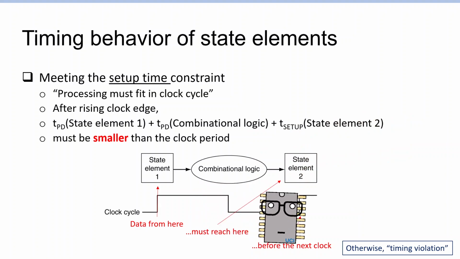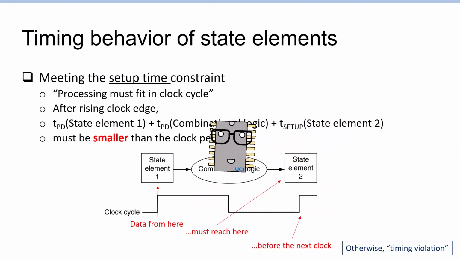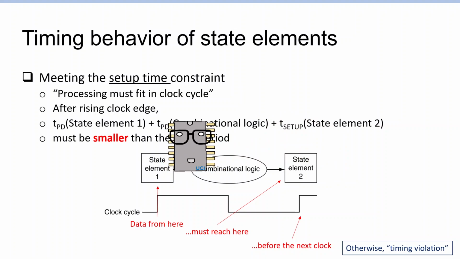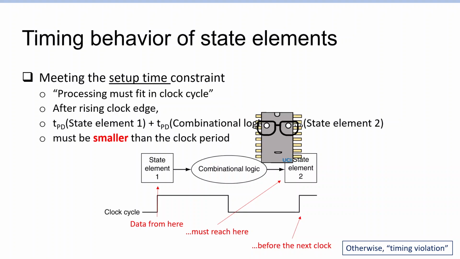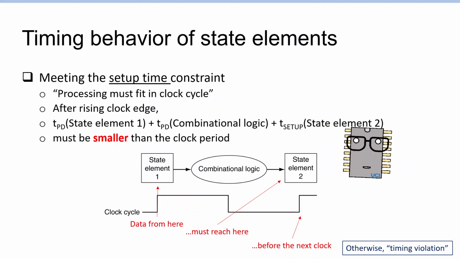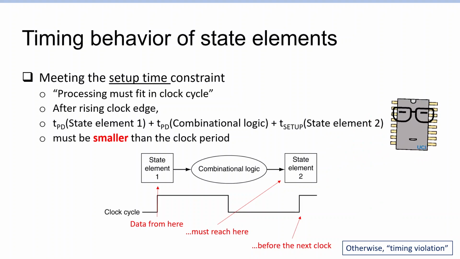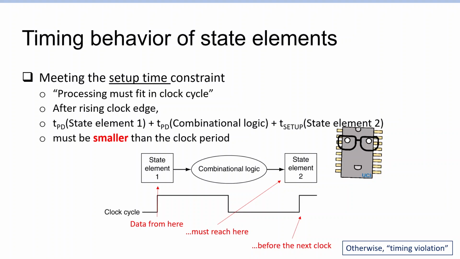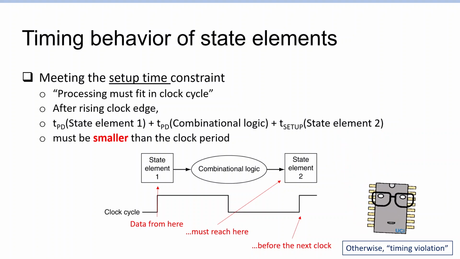Otherwise, we won't have enough time for either the state element 1 to emit the correct input, or we won't have enough time to actually do the combinational logic, or even if we did, we won't have enough time for the value to be actually registered inside the next state element so that it can be used at the next clock cycle. So the sum of these three timing behavior numbers needs to be smaller than the clock period. Otherwise, we get a so-called timing violation. So we don't get the behavior which we expect. So that's the first constraint, the setup time constraint.